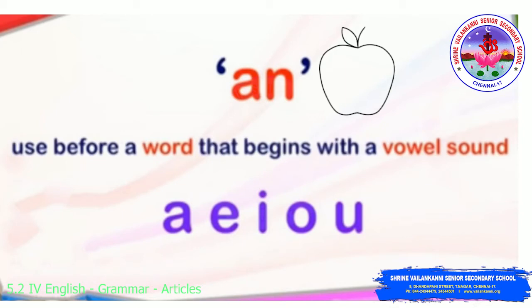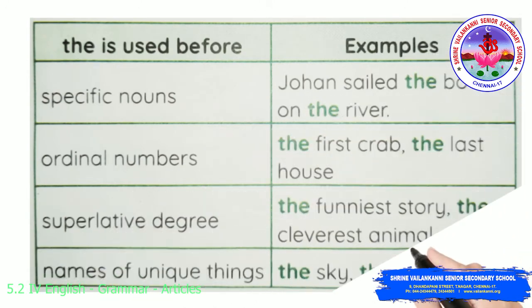Now the last one, the definite article, the. Where do we have to use the? The is used in many places, and here you have four places to use it. First, the is used before specific nouns, like the boat, the river, the garden. These are specific nouns, so in these places we should use the.